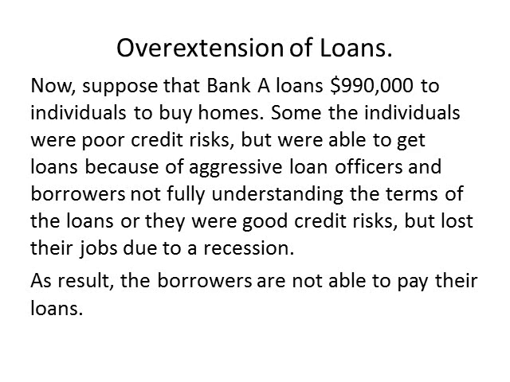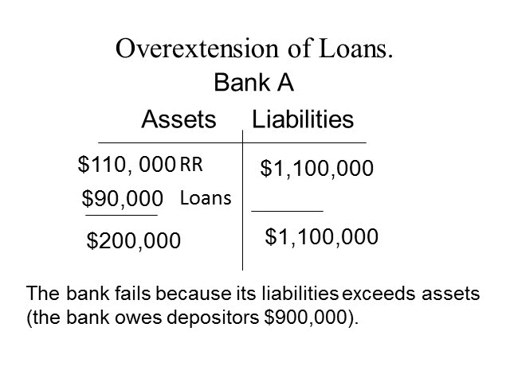Now suppose that Bank A loans $990,000 to individuals to buy homes. Some of the individuals are poor credit risks, but were able to get loans because of aggressive loan officers and the borrowers not fully understanding the terms of the loans, or they were good credit risks but lost their jobs due to recession. As a result, borrowers may not be able to pay their loans. Since the bank cannot collect on its loans, it takes a loss of $900,000. According to accounting principles, when liabilities exceed assets, the firm becomes insolvent or goes bankrupt. Our bank fails and our depositors lose their money.